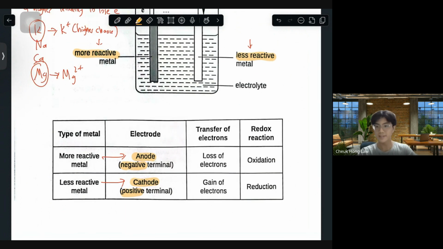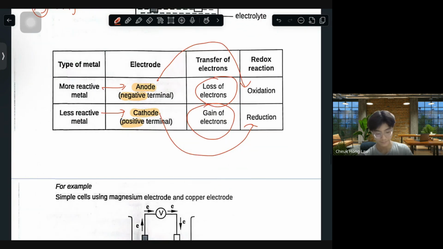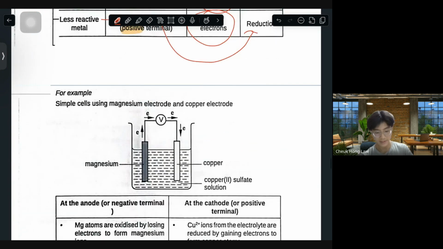But what stays the same? The transfer of electrons. The process that takes place at the anode: remember, anode, oxidation, loss of electrons. Cathode, reduction, gain of electrons. It's still the same thing. The same processes take place at the same areas. Now let's see an example.